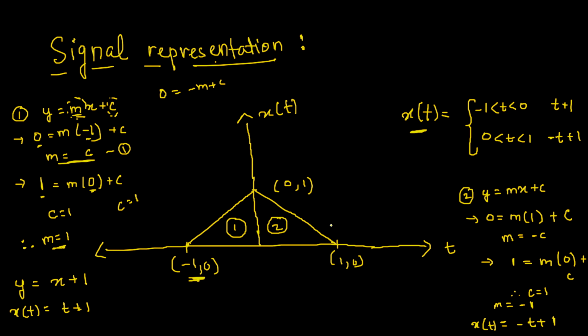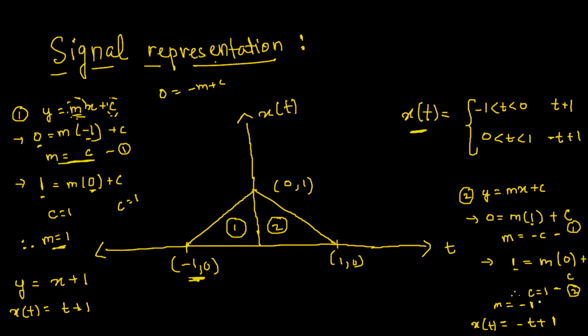So on the other side, we have y is equal to mx plus c again. So here, for y is equal to 0, I have x is equal to 1. So that means m is equal to minus c. This is our first equation. And for the second equation, we have for y is equal to 1, I have x is equal to 0. So my c is equal to 1 again. This is my second equation.